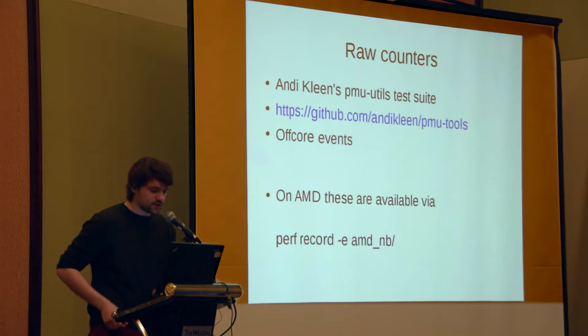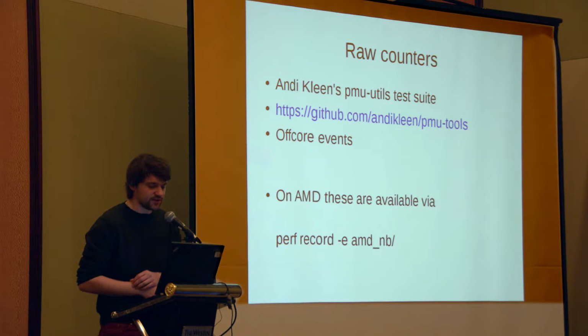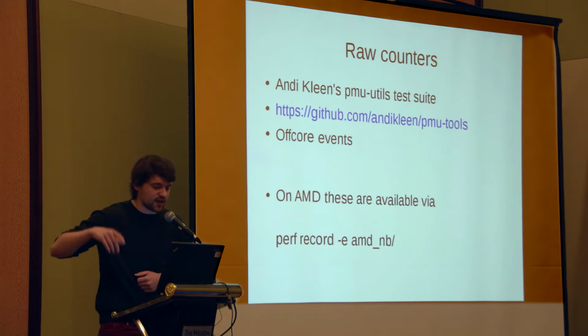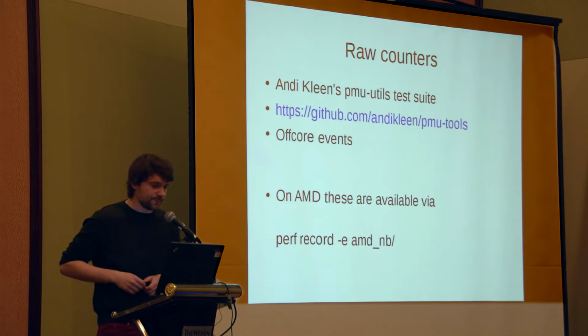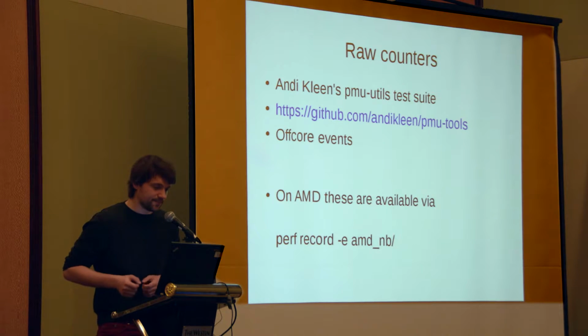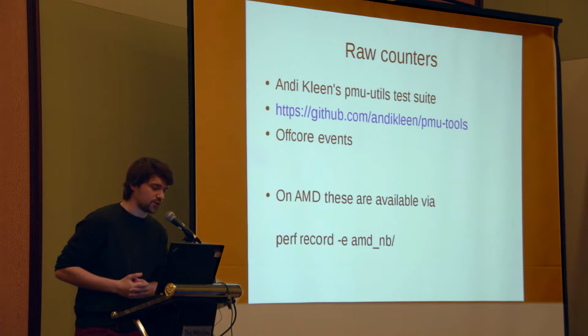If you want to look those up for AMD, it's actually quite easy. I don't have an AMD system with me right now, but basically you just use the AMD/_NB namespace, and you specify the event and the mask from the manual, and so you can do the same things you can do with the off-core events, with proper and pretty names on AMD systems.